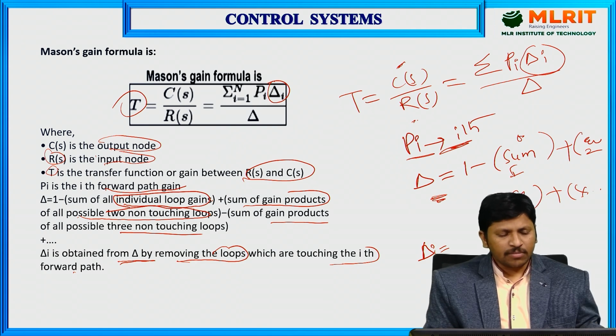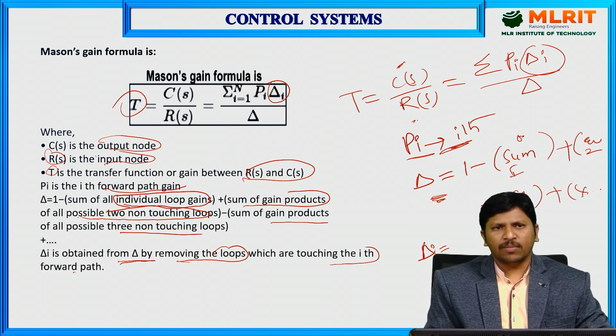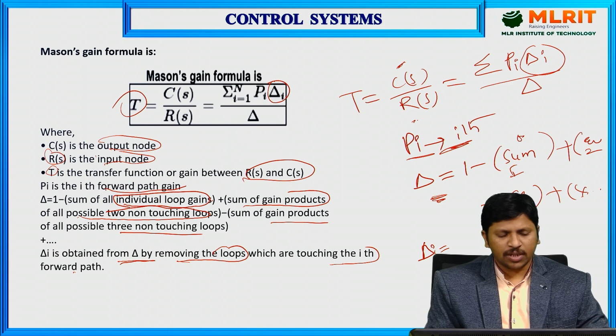Here this is the very important formula, so easy to remember. The transfer function is equal to the summation, i equals 1 to n, of P_i delta_i divided by delta.